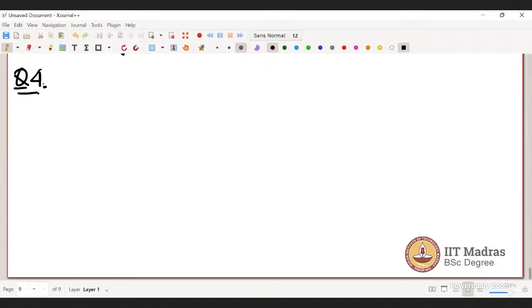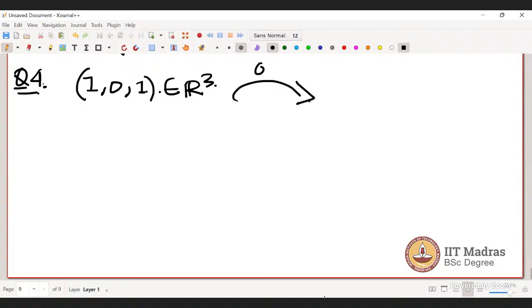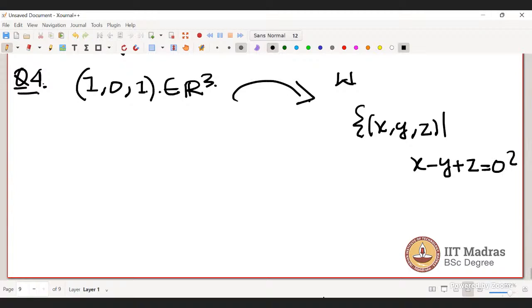So I want to find the projection of this vector 1, 0, 1 onto this subspace W. And what is W? W is a 2-dimensional subspace, and it's given by this equation, right? The set of X, Y, Z such that X minus Y plus Z is 0, right? Yes. Okay.